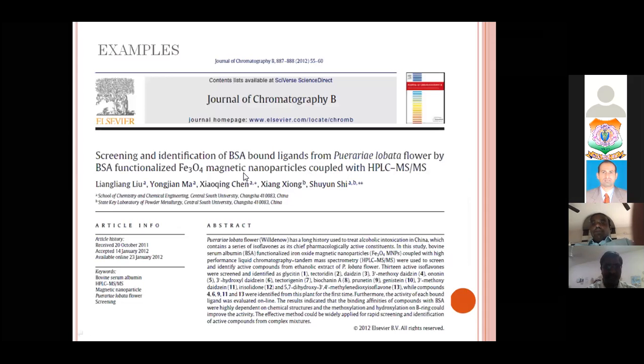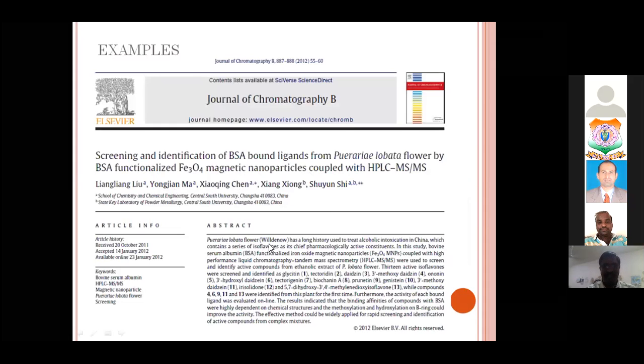This is the research paper which they have used, on the plant Pueraria lobata flower, for identification of the active compounds by using this technology, which you all can refer to further if you want.